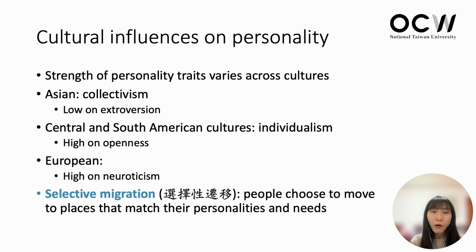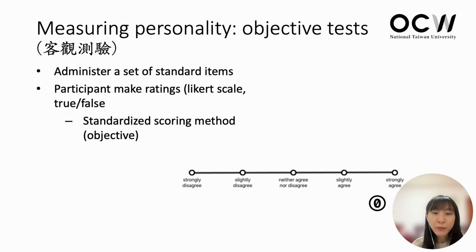The concept of selective migration is that people may choose to move to places that match their personalities and needs. For example, a person who is high on openness may prefer to settle in a place that is diverse and innovative, like California. There are different ways to measure personality, and let's first talk about objective tests.